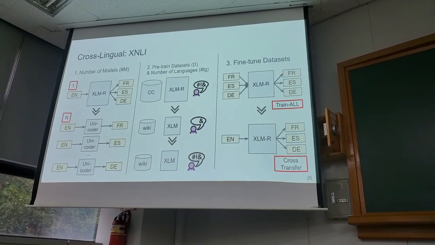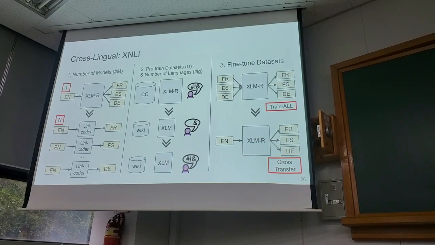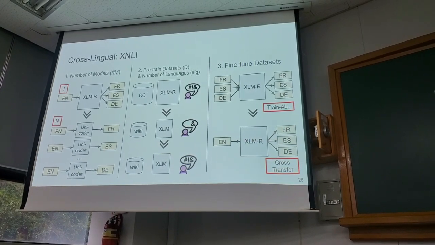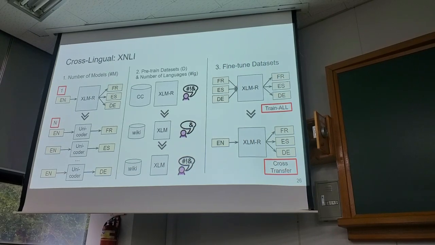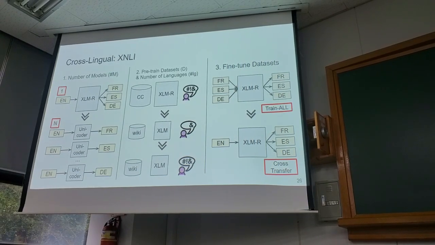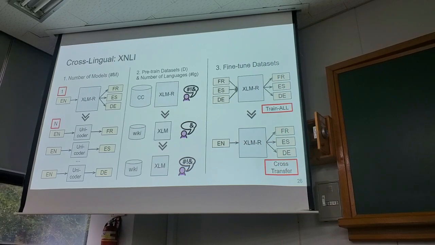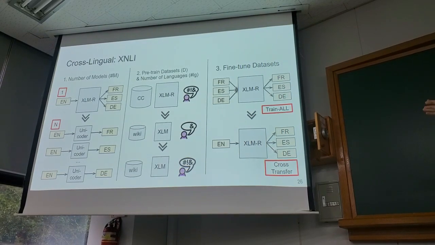The last one is the fine-tuned datasets, and XLMR shows better performance on the multilingual setup, which is stated as train all, while it shows lower performance on cross transfer, which is the cross-lingual setup.